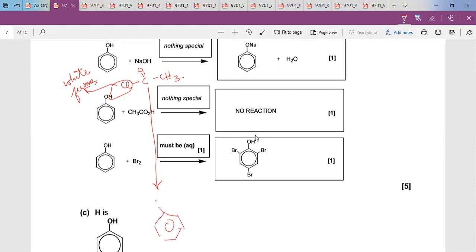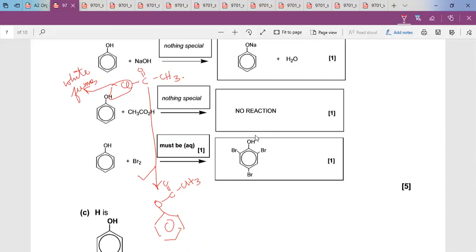O, C double bond O, and your CH3. This is the ester formed. So I thought I'd better explain carefully. Okay, so now we are done.